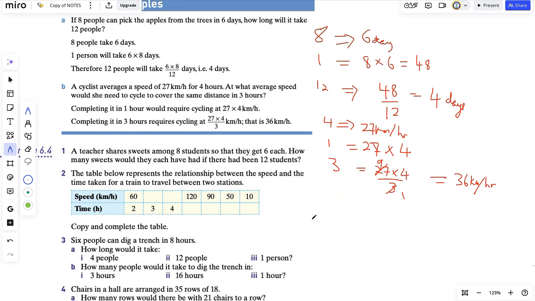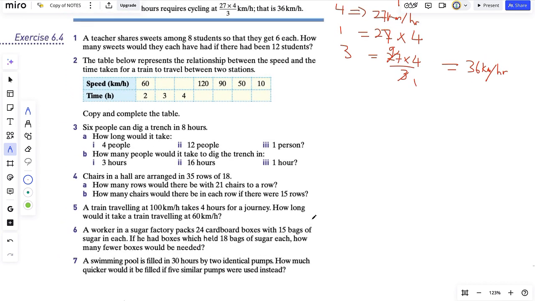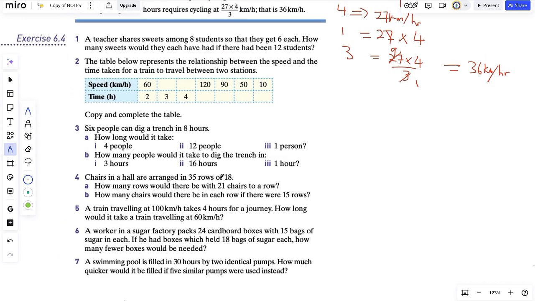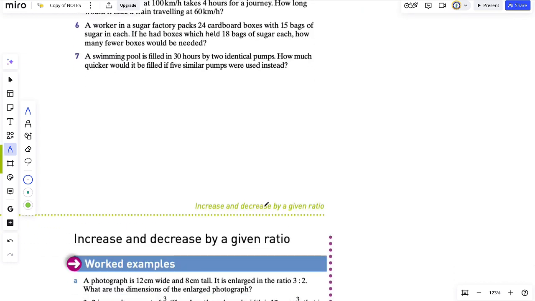That's why it's inverse. Okay, so at this point, you pause the video and try to solve all of these questions. Pause it and be solving question by question, to see whether you got it.